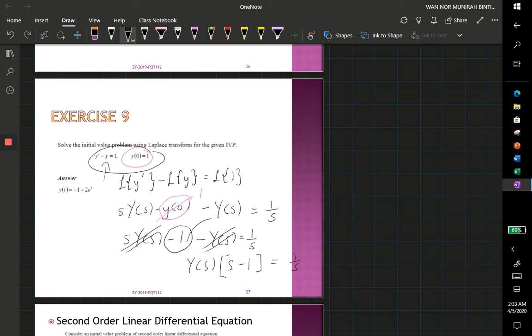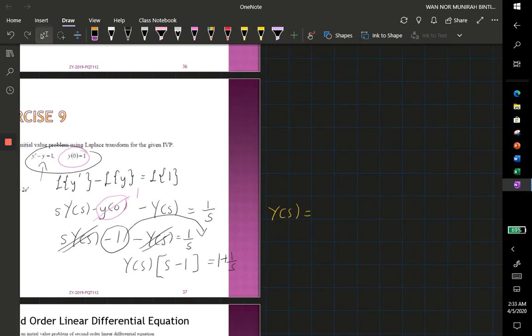We try to bring it to your right hand side, it becomes plus 1. So let's say this one plus 1. Okay, so you have 1 plus 1 over s. But as I told you, we don't want anything on your left except for Y(s). So Y(s) equals to, okay, your left hand side only Y(s). So Y(s) equals to 1 over s minus 1 plus 1 over s minus 1.